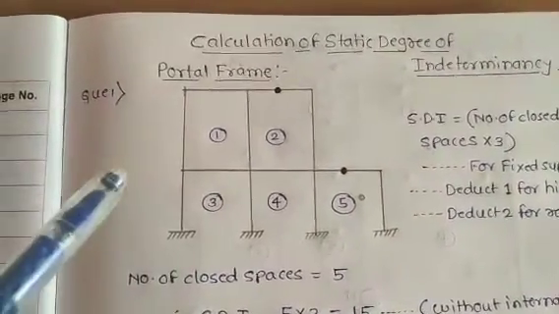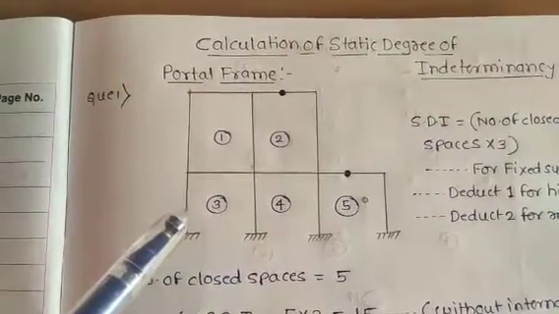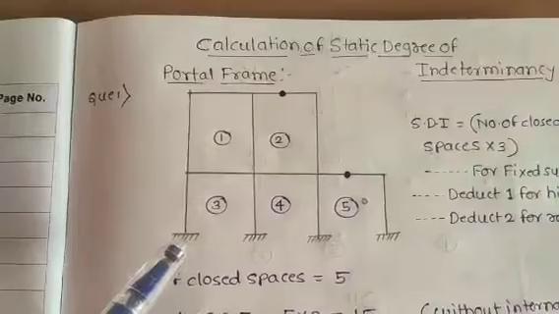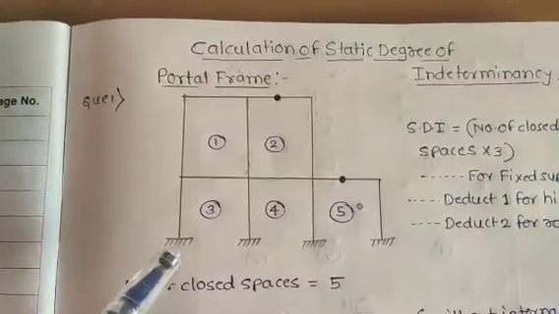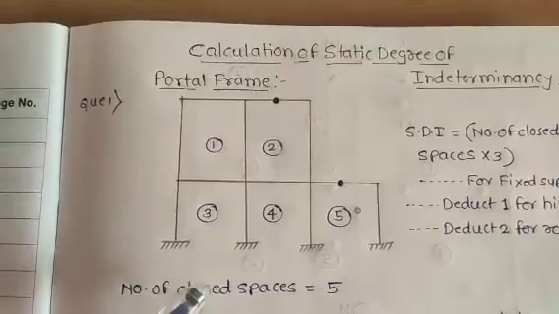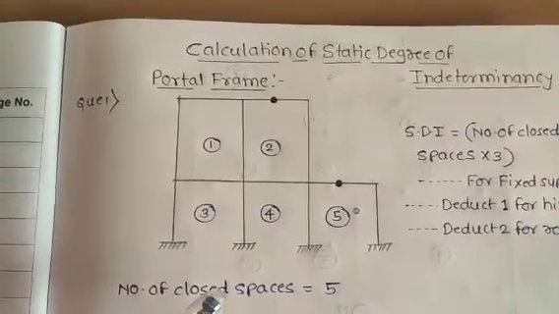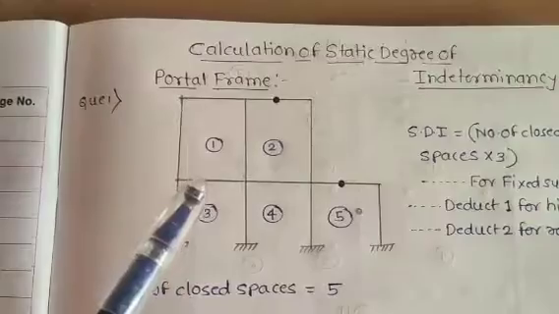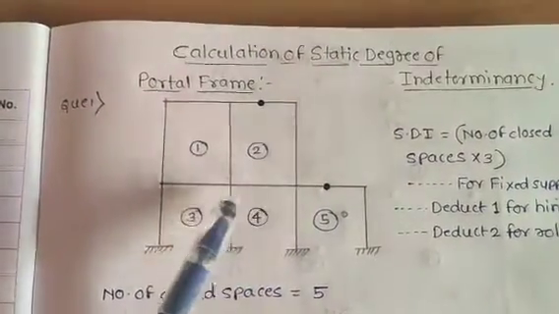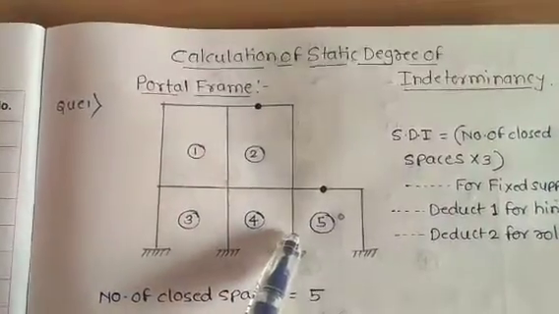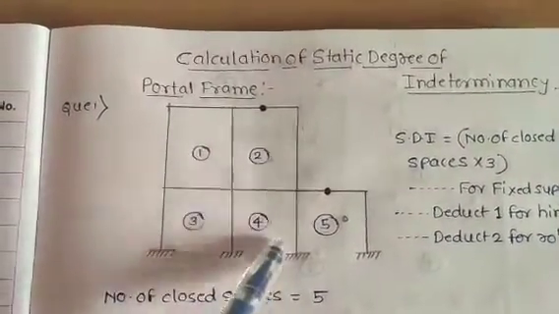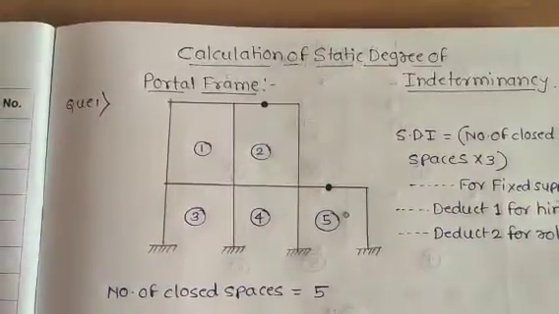See here, we first count the closed spaces for this portal frame. Closed spaces means those having 4 sides or 3 sides. You cannot consider a 2-side space as a closed space. Hence one by one we can count. This is the first one, second one, third one, fourth one and fifth one. Means this portal frame has 5 closed spaces.